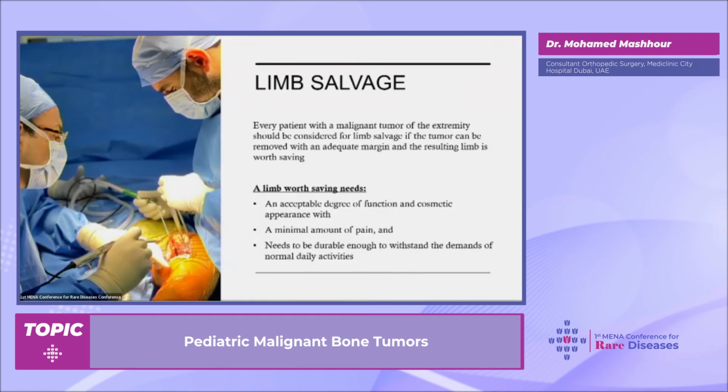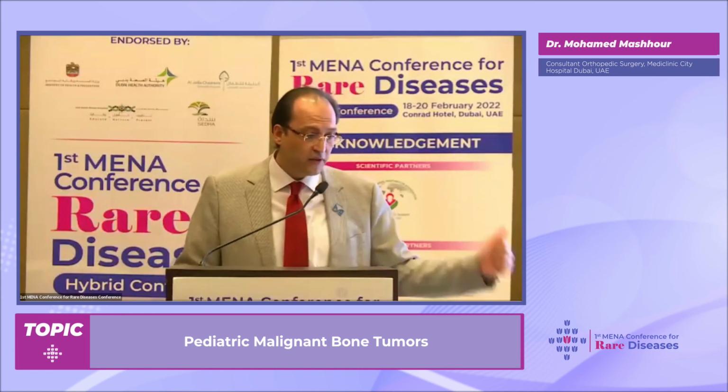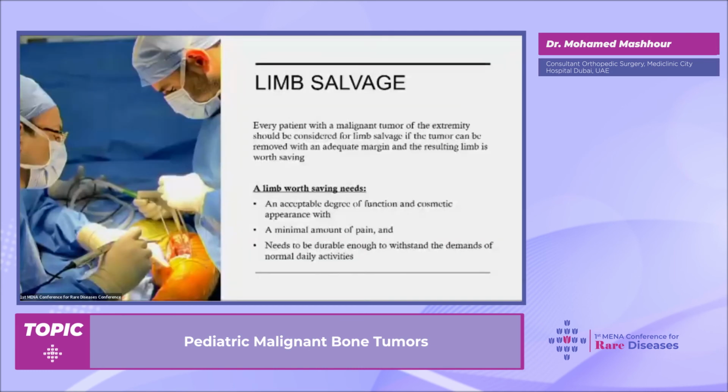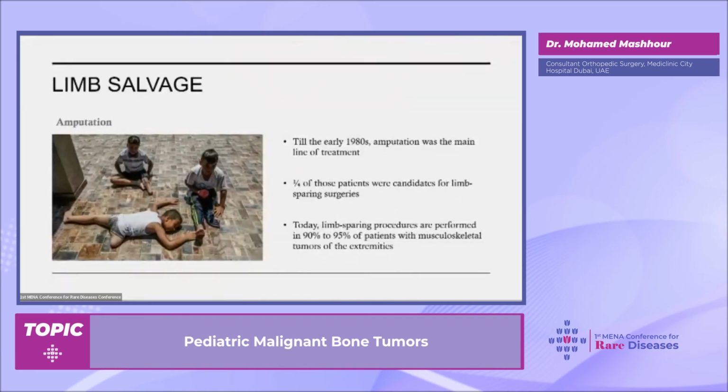I don't save a useless limb that he will drag behind. It needs minimal amount of pain. I cannot give him neuromas and he will suffer for the rest of his life, so that he will seek amputation later on. It needs to be durable, withstand the demands of activities of daily living. Otherwise, it's not a limb salvage.